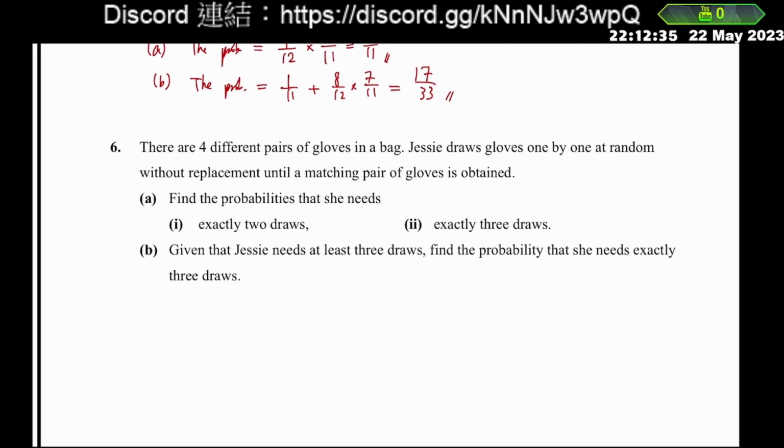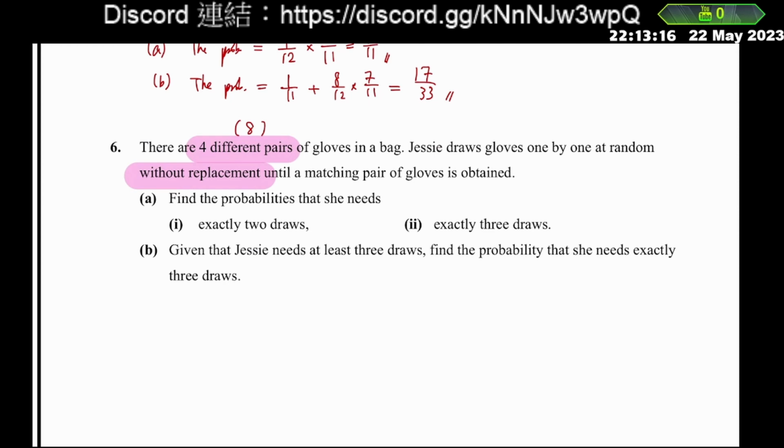Okay, so for question 6 here, there are 4 different pairs of gloves in a bag. 4 different pairs, be careful, that means there are altogether 8 gloves in a bag, but they are in 4 pairs. That means maybe 4 different pairs of colors, maybe red, yellow, blue, green. Jessie draws gloves one by one at random without replacement until a matching pair of gloves is obtained. So she draws one by one, and again it is without replacement. After drawing, she does not put back. Of course, otherwise it will be useless, she can never get a pair.